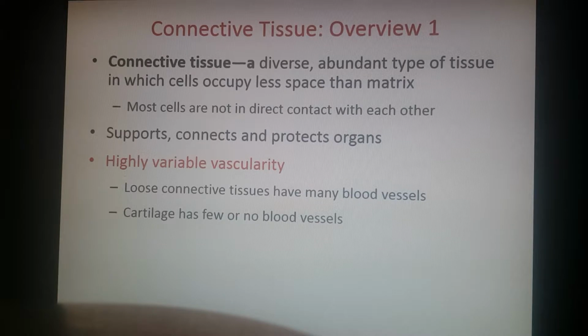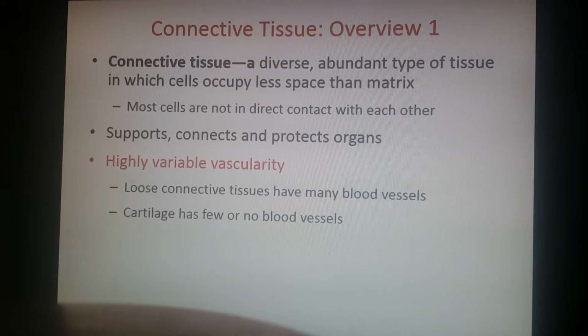Our next major broad category of tissue are our connective tissues. So a lot of our connective tissues are below the basement membrane of epithelial tissue and will support that epithelial tissue. Having a lot of blood vessels, the nutrients can diffuse from the connective tissue layer and up into the epithelial tissue. So there's different types of connective tissues. Most of the cells do not touch each other. They're actually widely spaced out.